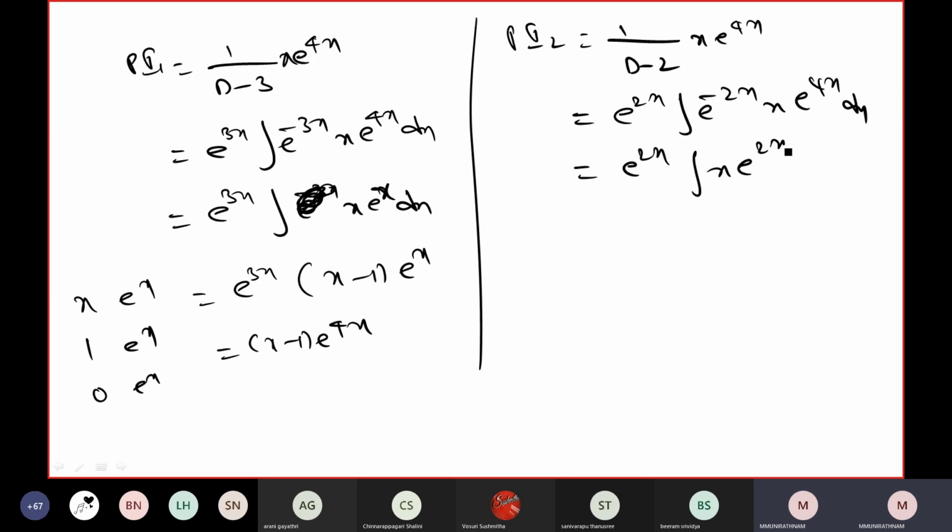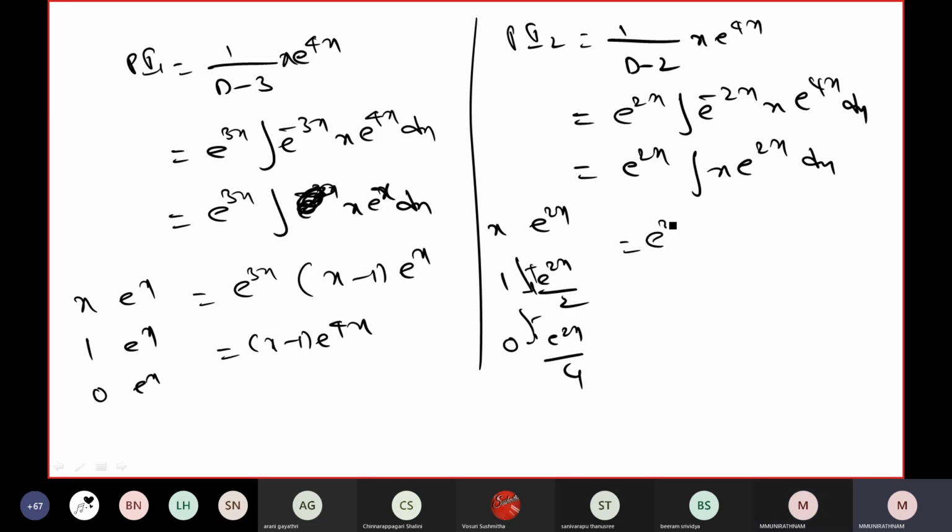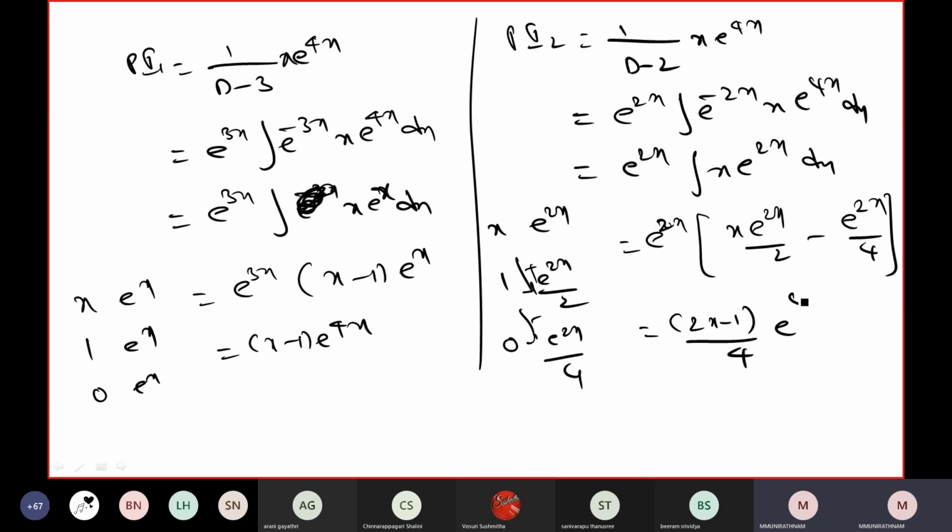This x e power 2x, దీనికి ఏమొస్తుంది? 1 e power 2x by 2, 0 e power 2x by 4, plus minus x e power 2x by 2 minus 1 by 4 e power 2x, and so pi2 is e power 2x times that, x minus 1 by 4 e power 4x. కరెక్టేనా?